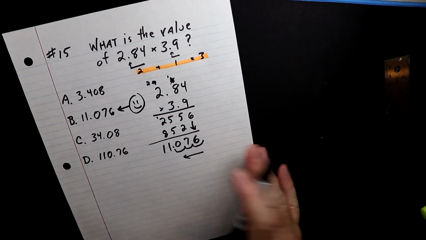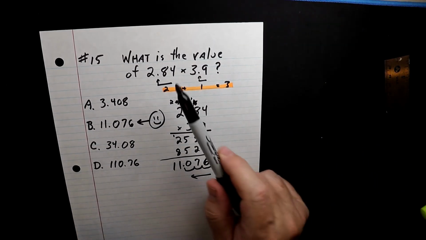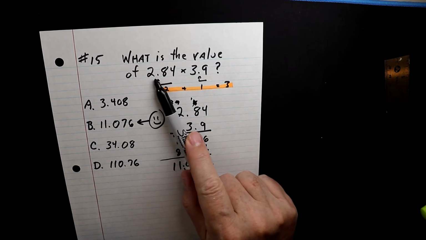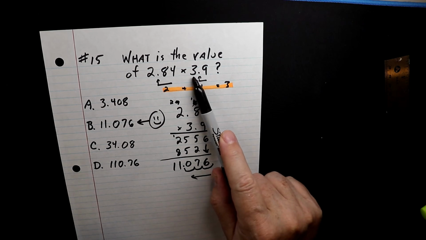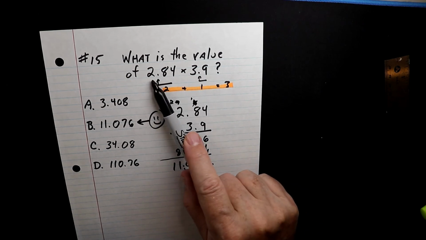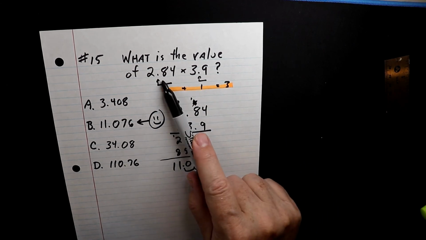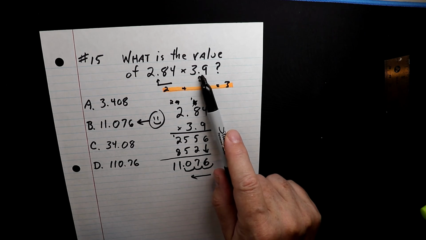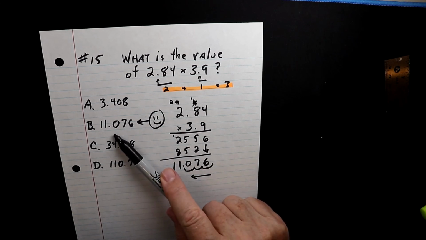Now, the other way you can look at this is you could estimate this. You could say that 2.84 is almost 3, and 3.9 is almost 4. So 3 times 4 is 12. This is less than 3, this is less than 4, so you know it's going to be a number that's a little bit less than 12, and this is the only one that fits.